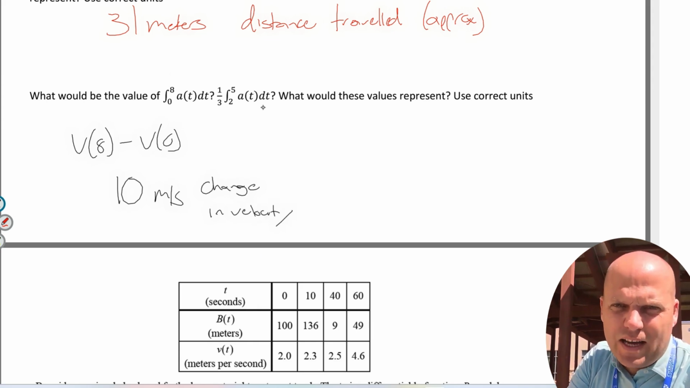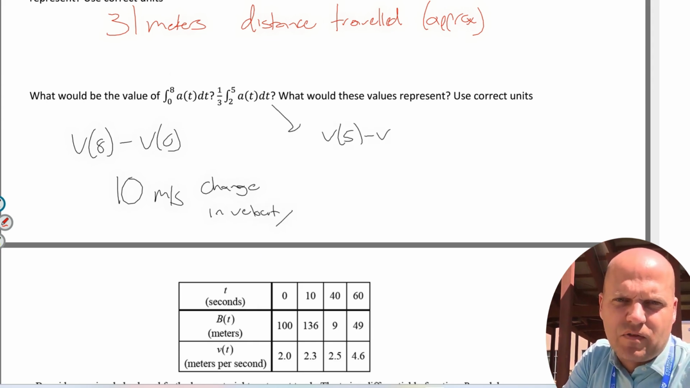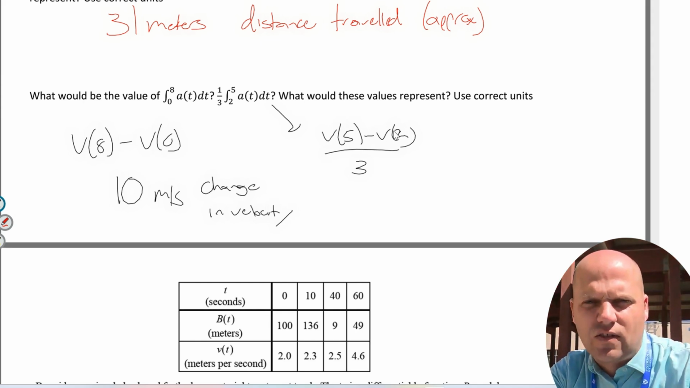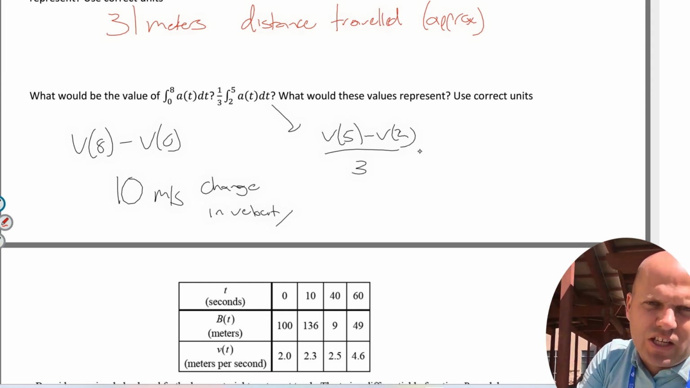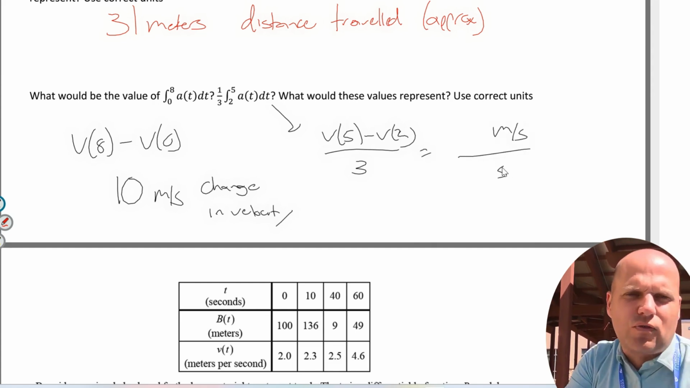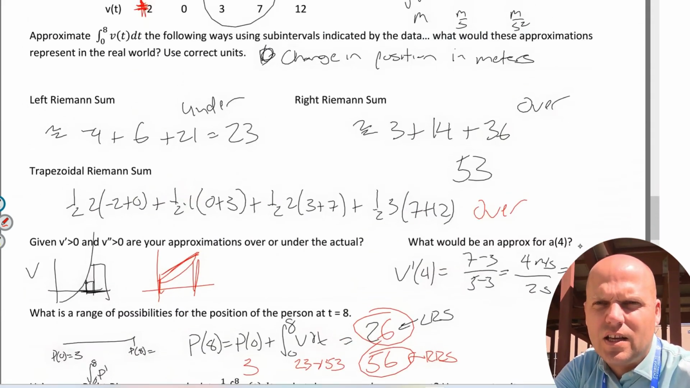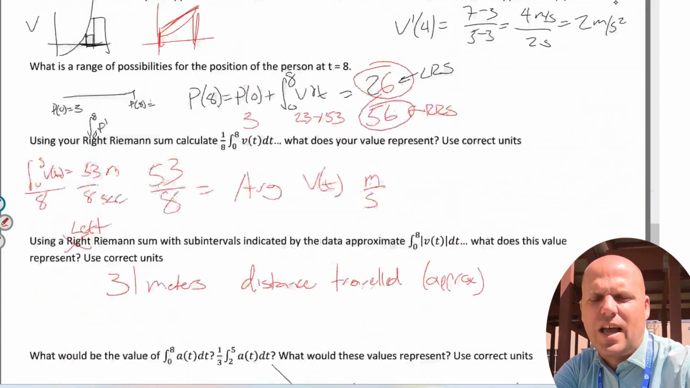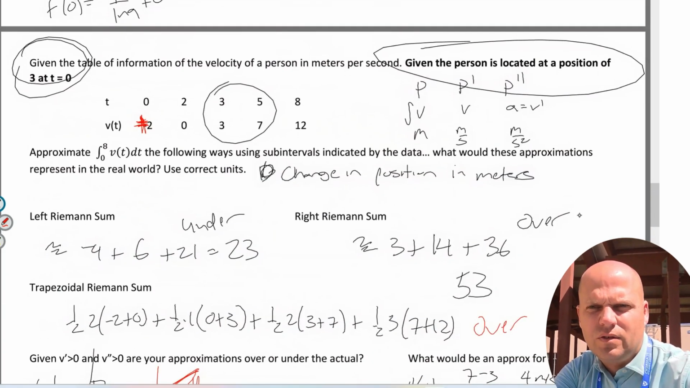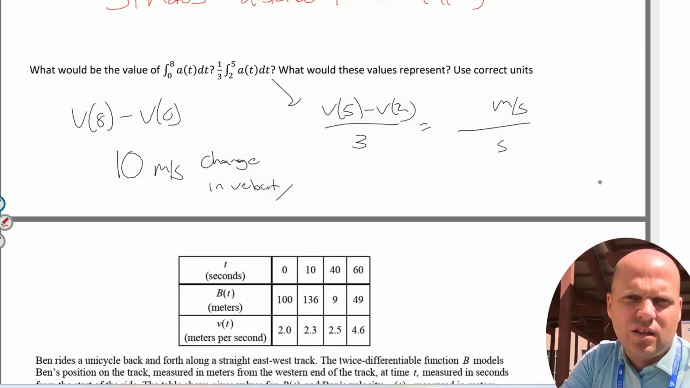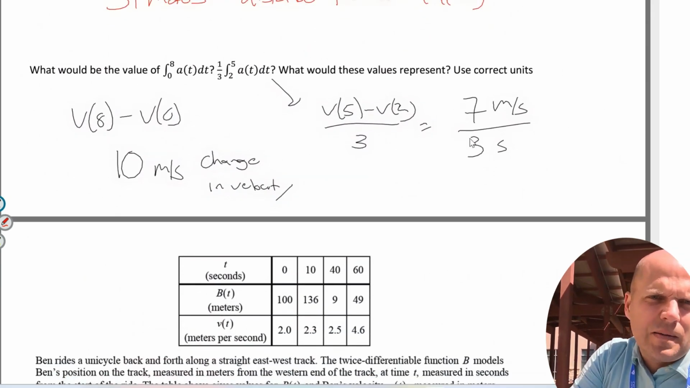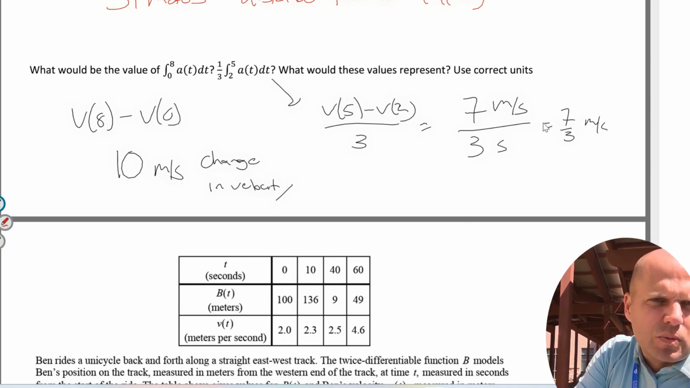What if I do this? Well, I get v of 5 minus v of 2 divided by 3. I'm going to get an average rate of change of velocity, which is an average acceleration. This is going to be meters per second, velocity minus velocity, but over the course of 3 seconds, that's why it's an average acceleration. V of 5 is 7. V of 2 is 0, so it's 7 over 3. 7/3 meters per second squared, average acceleration.